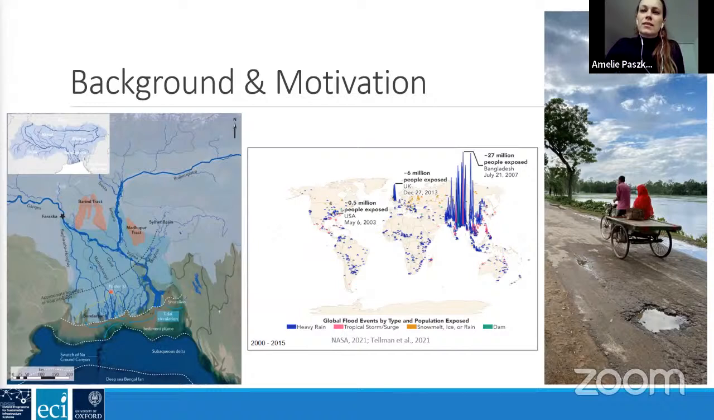And given that deltaic nations like Bangladesh are in a constant state of geomorphic flux, this lack of inclusion of geomorphic processes in our understanding and interpretation of risk is particularly concerning. It's led to large-scale human interventions being implemented and then undermined by unanticipated geomorphic responses, which have resulted in a significant series of economic and environmental costs.